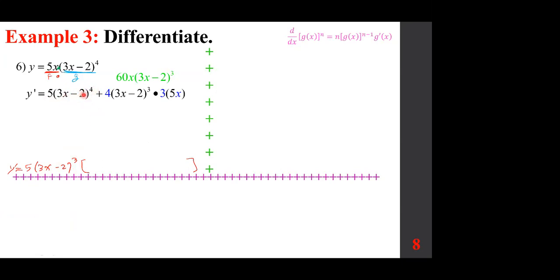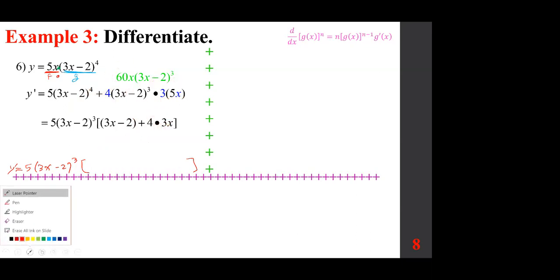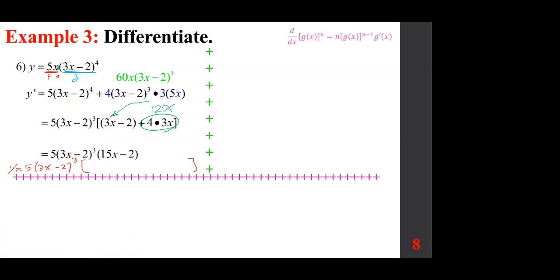When you compare this one or that one, it doesn't matter. 60x divided by 5 is 12x. Or if you compare this one, you get 4 times 3x. So take a look at the inside. This will give you this one to the power of 1, and this one or this one remains with 12x. 12 and 3, 15x. And that is your final answer, everybody.